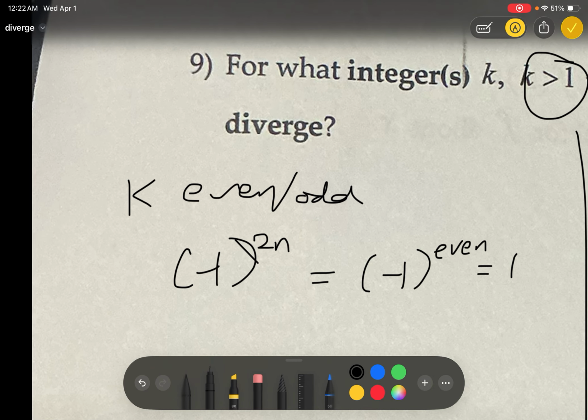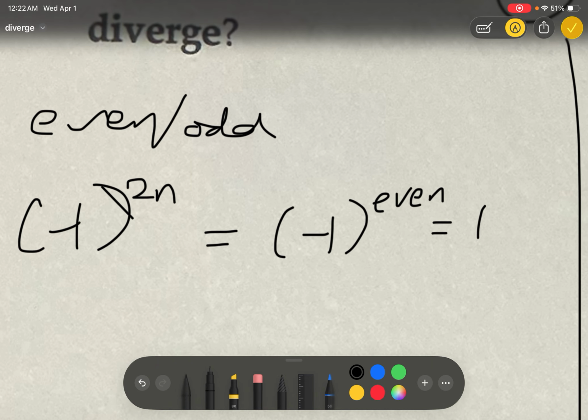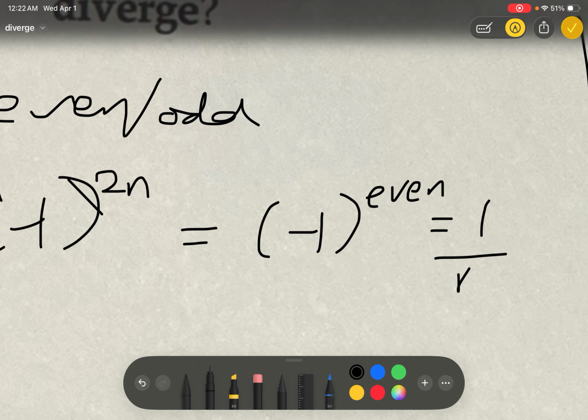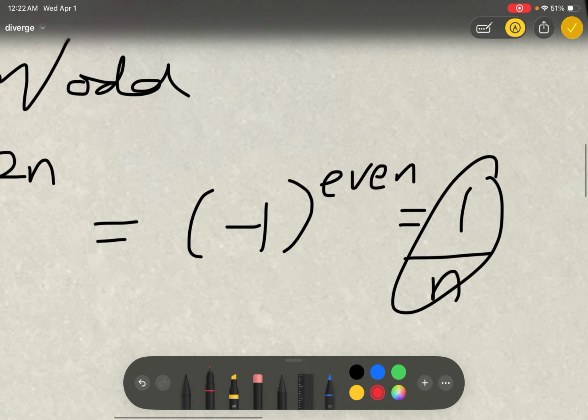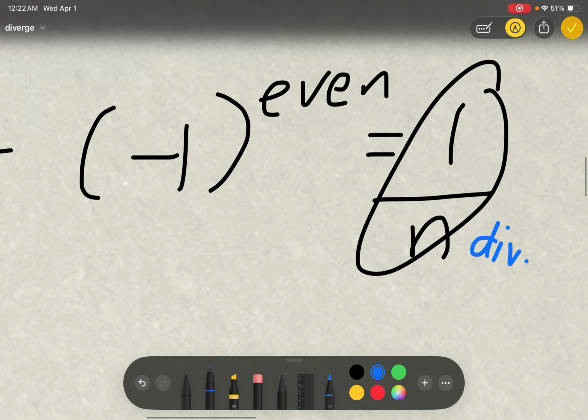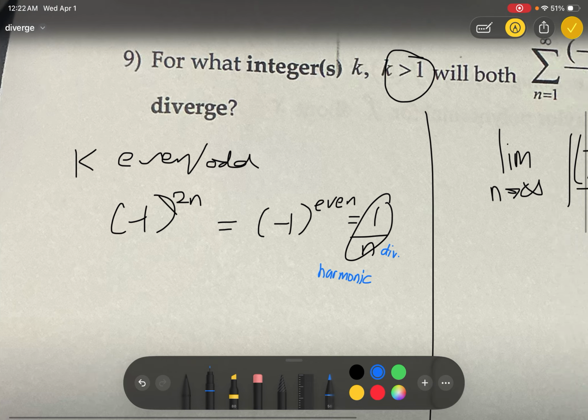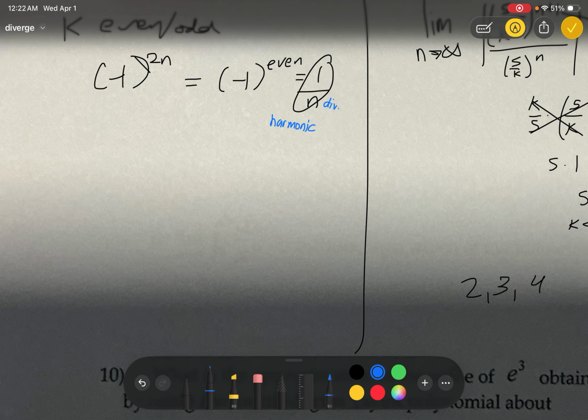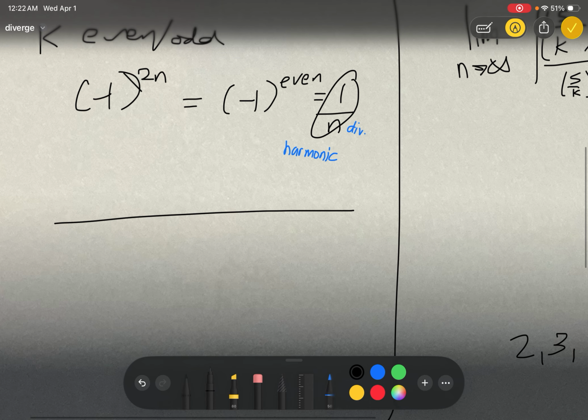So will that make it diverge? Yes. 1 over n diverges. Why? This is a harmonic series. This diverges. Now let's go to k is odd.